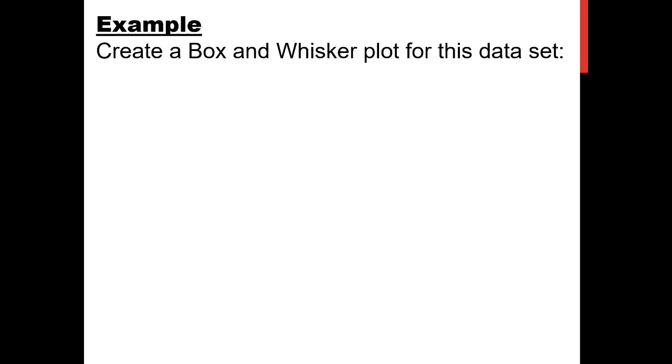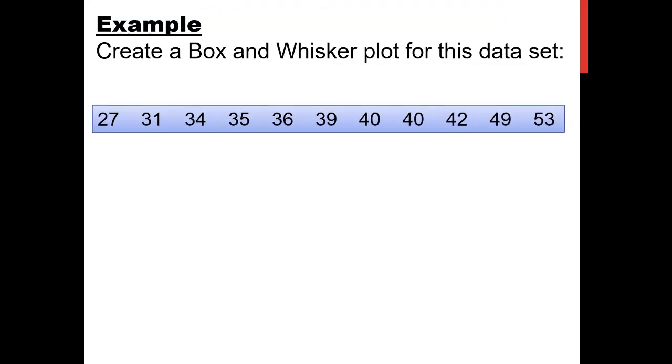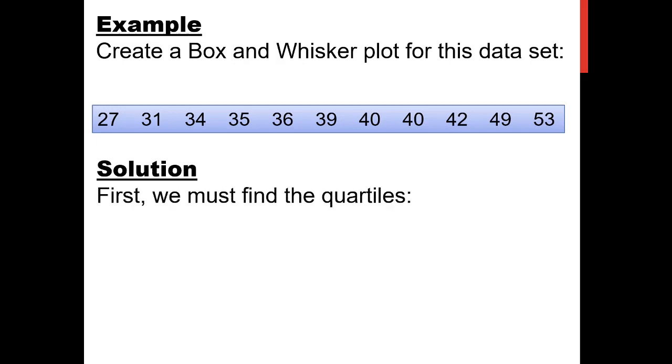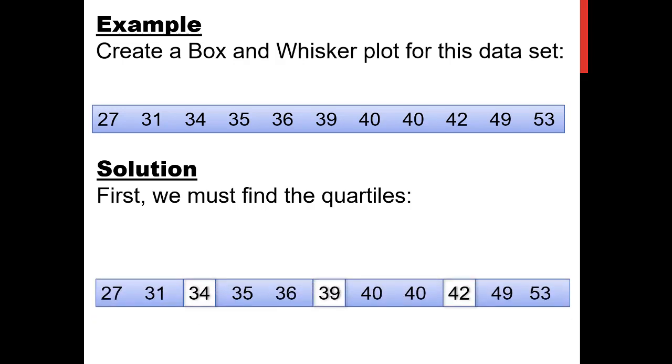Create a Box and Whisker plot for this data set. We have 11 data values. So we've got 27, 31, 34, 35, 36, 39, 40, and 40, 42, 49, 53. So the first thing we need to do is find the quartiles. To do that, since we have 11 data entries, the median is the 39, and that splits it into 5 data entries on each side. And we can see 34 and 42 are Q1 and Q3. So we've got our quartiles.